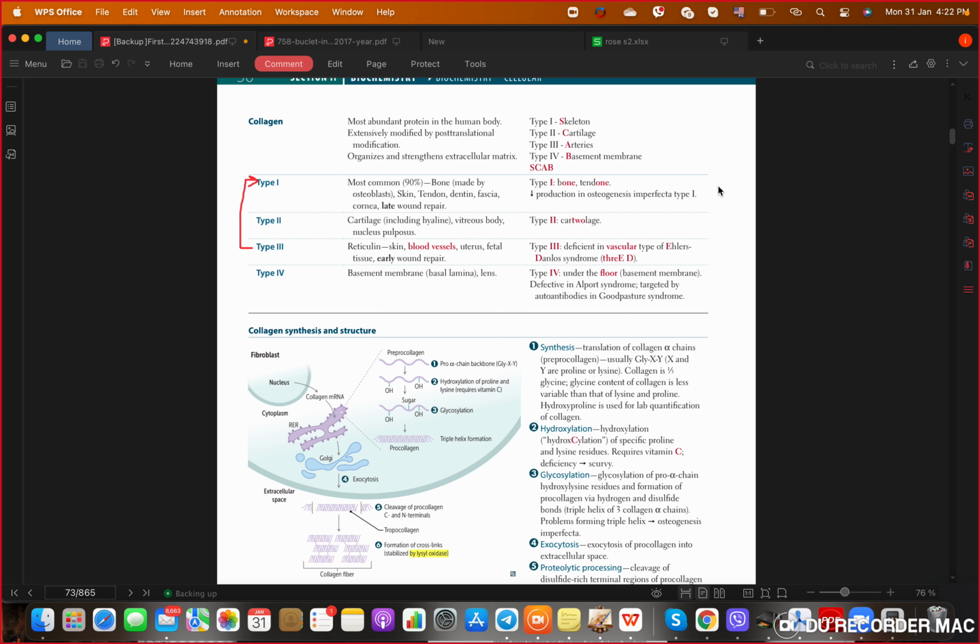Okay, let's speak about type 2, cartilage. So it's the cartilage, including the hyaline and the vitreous body and the nucleus pulposus. Tell me, what do you know about the nucleus pulposus? It causes sciatica. No, man. Oh, yeah, if it herniates. Yes. What else? Where does it come from? It is from a neural crest or something. Why do you all say neural crest? No, it's not from the neural tube, it's from the notochord, yeah?